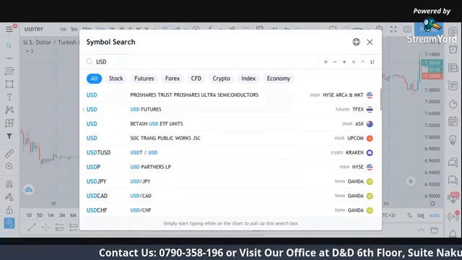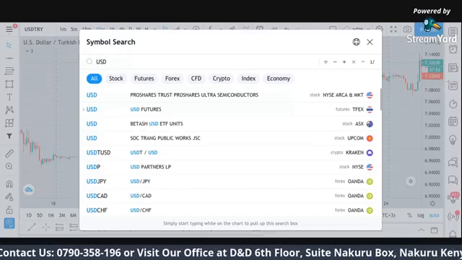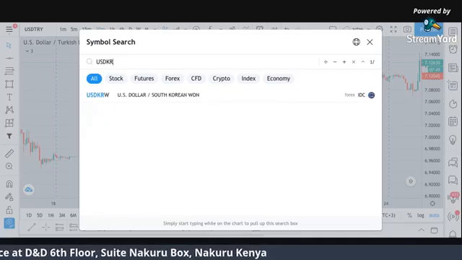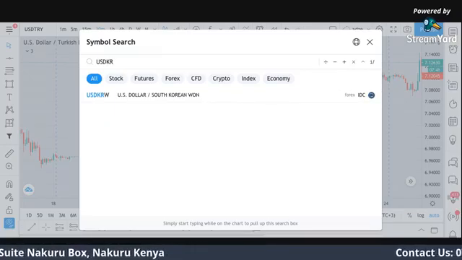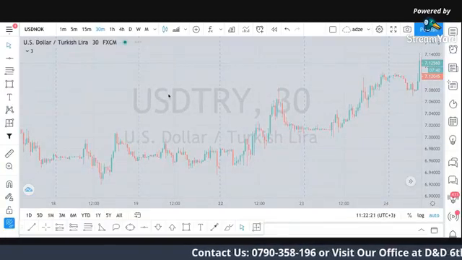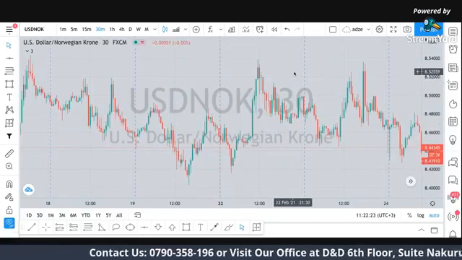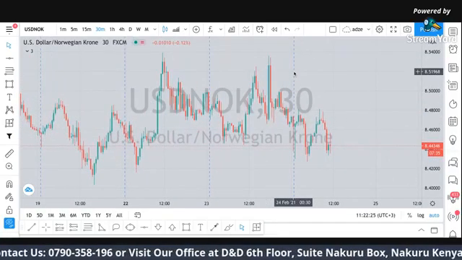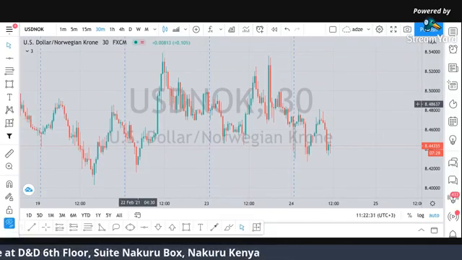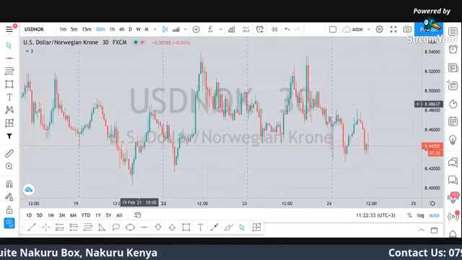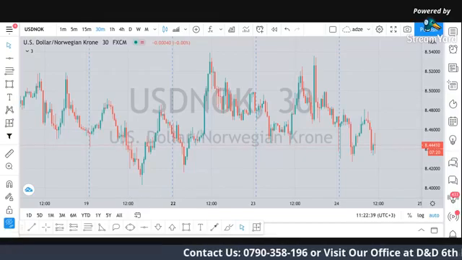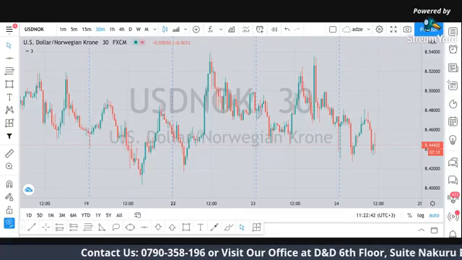If you look at another one, USD against Norwegian krone. Norwegian krone is NOK. As much as there's not that much difference, you're going to see there's going to be a difference in terms of spread. That is the charge that you're being charged by the broker. Now let's move ahead.